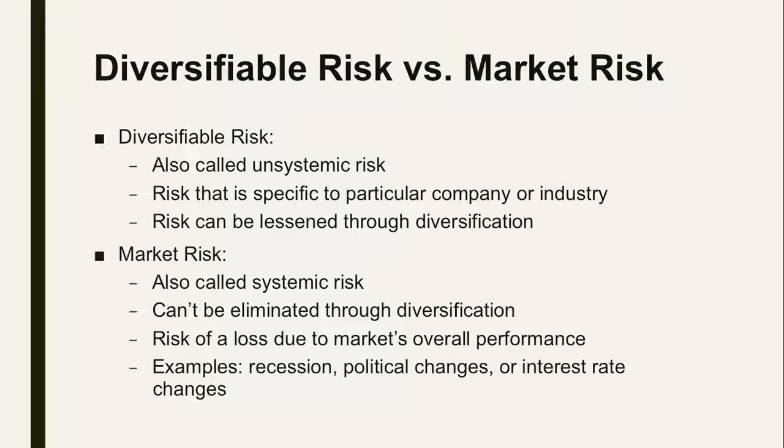The next topic is diversifiable risk versus market risk. Diversifiable risk is also known as unsystemic risk, and this is the risk that is specific to a particular company or an industry. The risk can be lessened by diversifying your portfolio with investments from other companies or industries. Market risk, on the other hand, can't be eliminated by diversification. Market risk is when an investor experiences a loss because of the market's overall performance. Examples of events that can impact the overall market include a recession, political changes, or interest rate changes.